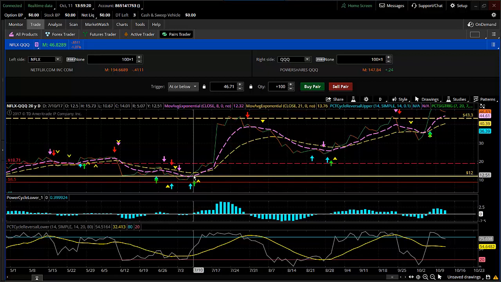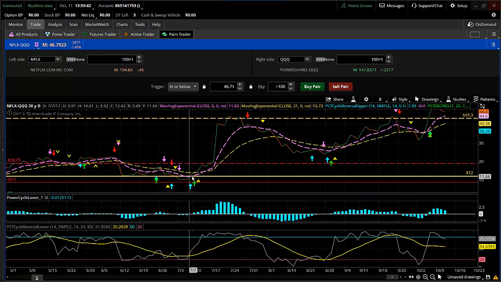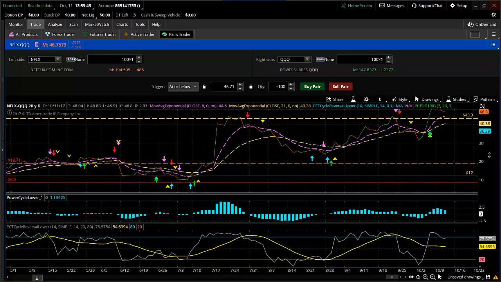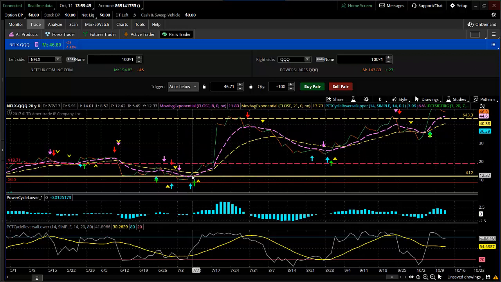So you're long 100 shares of Netflix, short 100 shares of QQQ, and then you do it accordingly if you want to do 200, 300, whatever. So the spread per 100 shares is on at $12, and right before the earnings release is when you want to take these types of trades off, on or before. So that was on the 17th. You can see this spread went from $12 to basically $19, and so that's $7 per share, or $700 per 100 shares.